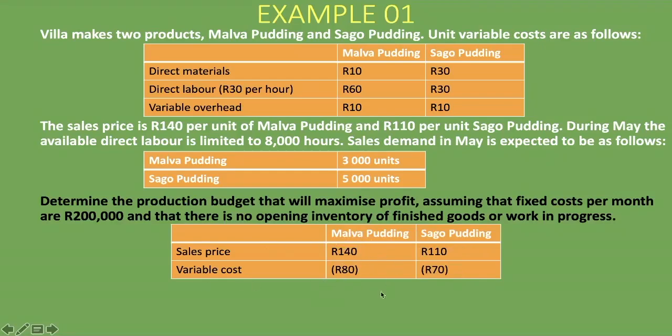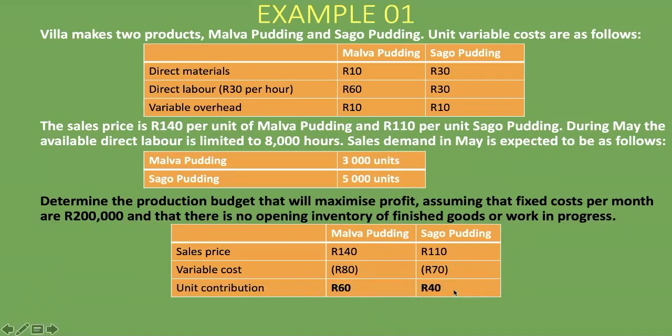How did I get that? I just added the three variable costs which were given for Malva pudding, and the same for Sago pudding. I added the three and we get the variable cost. So we take the selling price minus the variable cost per unit, and it gives us the contribution per unit. For Malva pudding, it's 60 rand, and for Sago pudding, it's 40 rand.